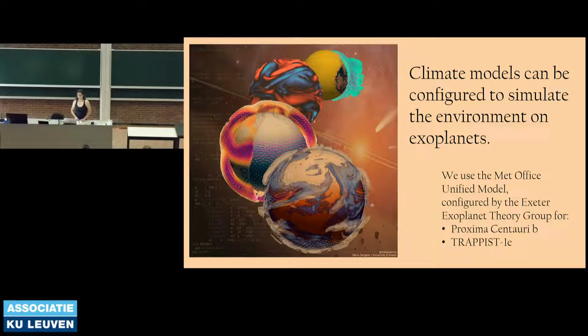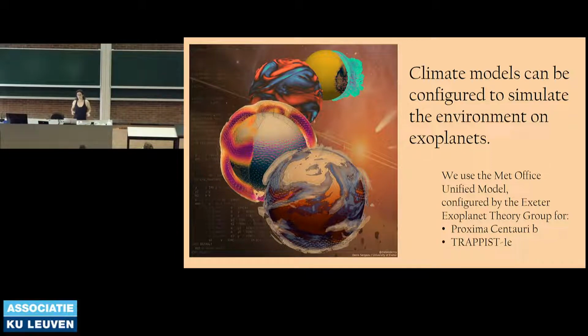So in our modeling, we use 3D general circulation models, and the one that we're using in particular is the Met Office Unified Model. This is a global climate model that the UK Met Office uses to forecast the weather and also to predict the climate in the long term. So it has both these capabilities. And it has been configured by a group at Exeter, the Exeter Exoplanet Theory Group, for several exoplanets, including both hot Jupiters and Earth-like planets, and I think they have some kind of sub-Neptune type configurations as well now.